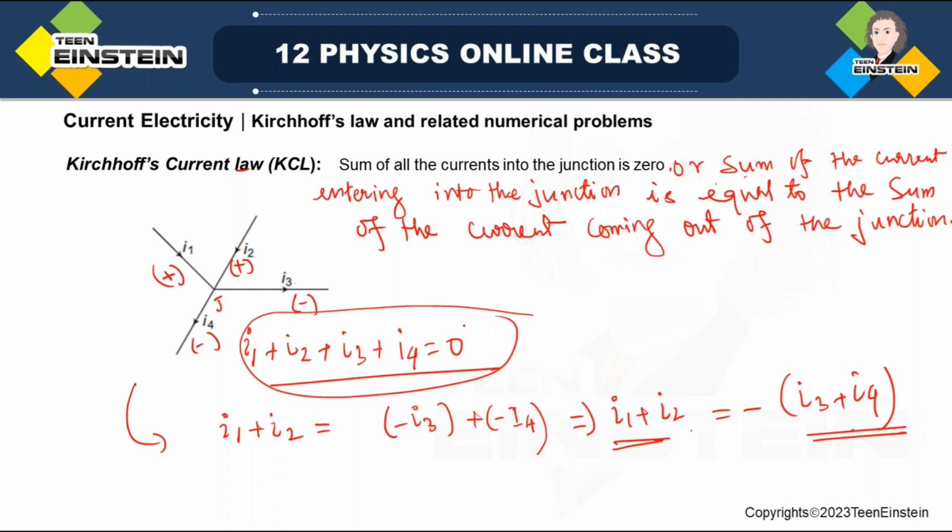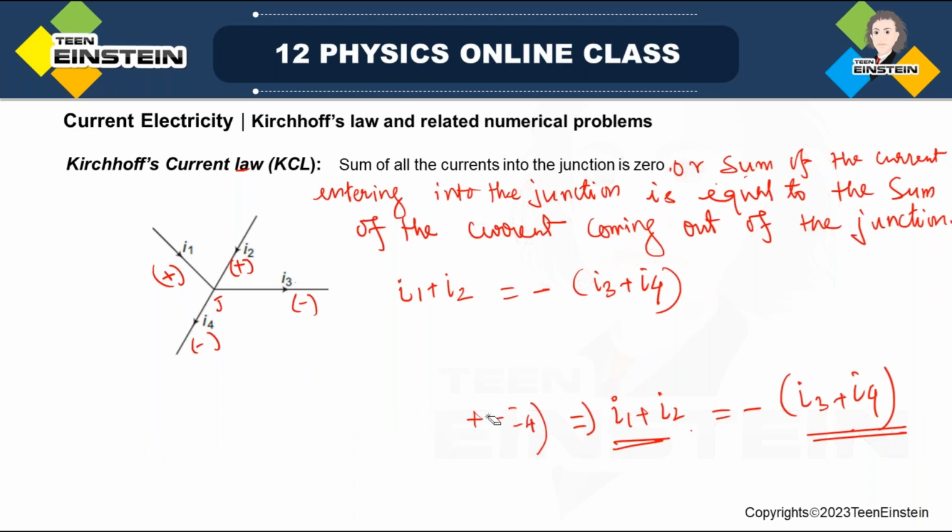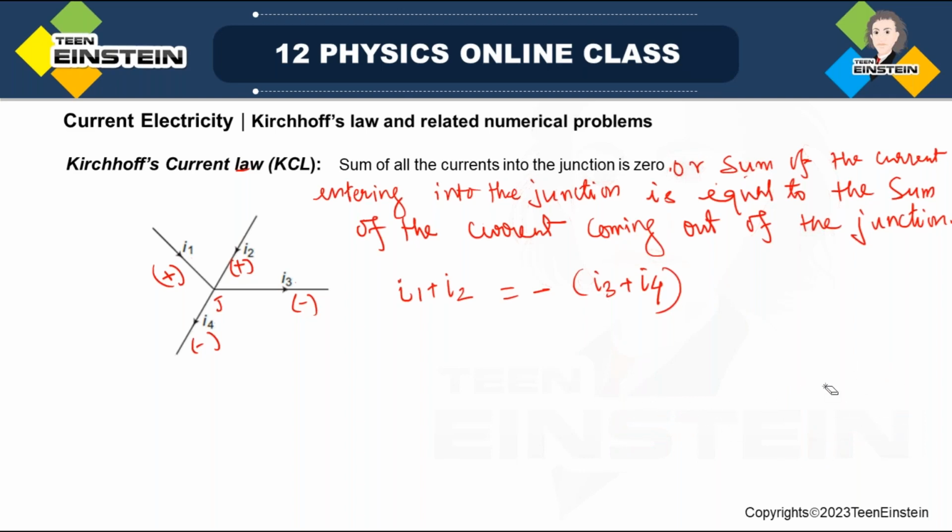Now let us see how we justify this. How do I justify I1 plus I2 equal to minus I3 plus I4? How can we justify that this happens? On which principle is KCL based? The KCL is actually based on the conservation of electric charge.